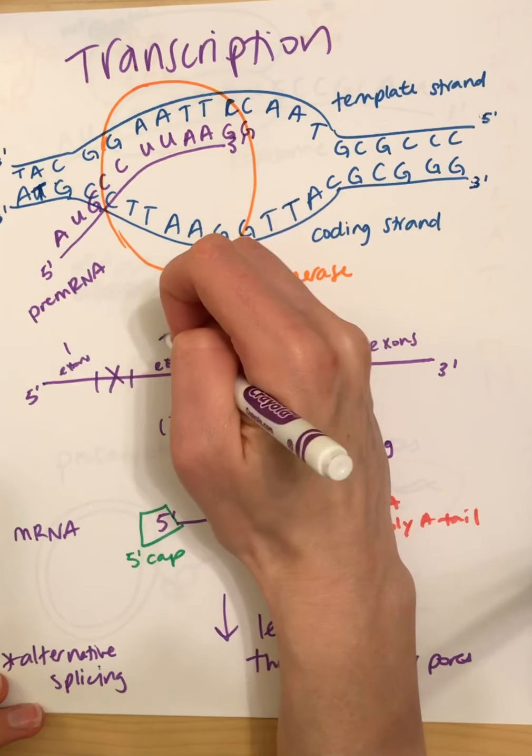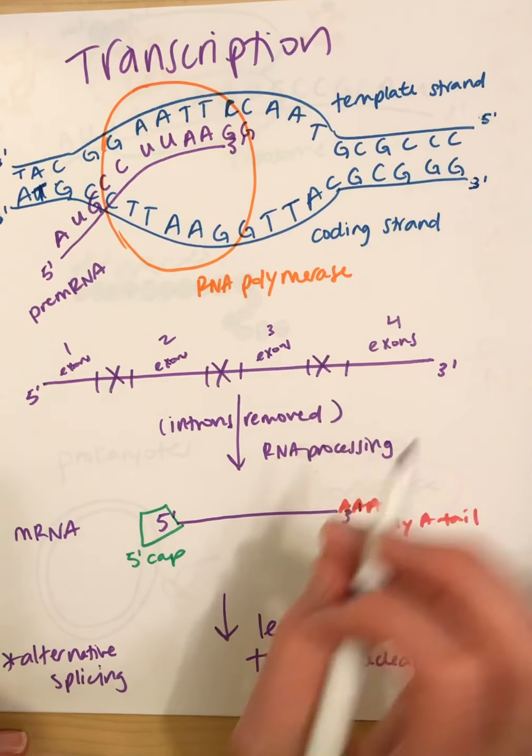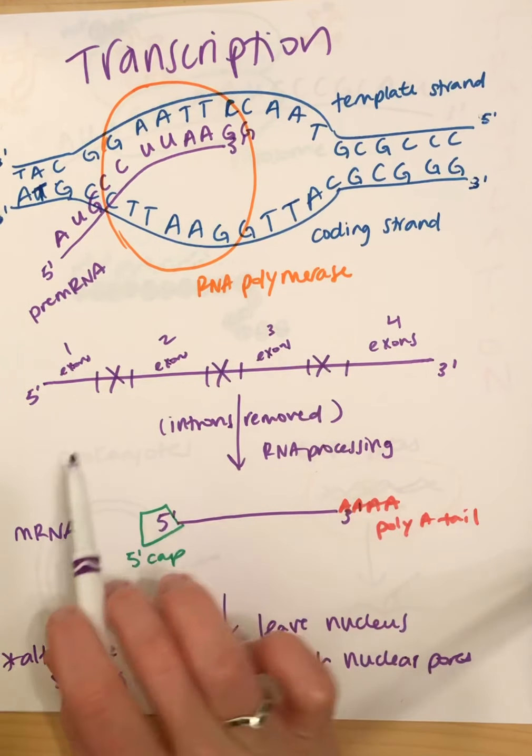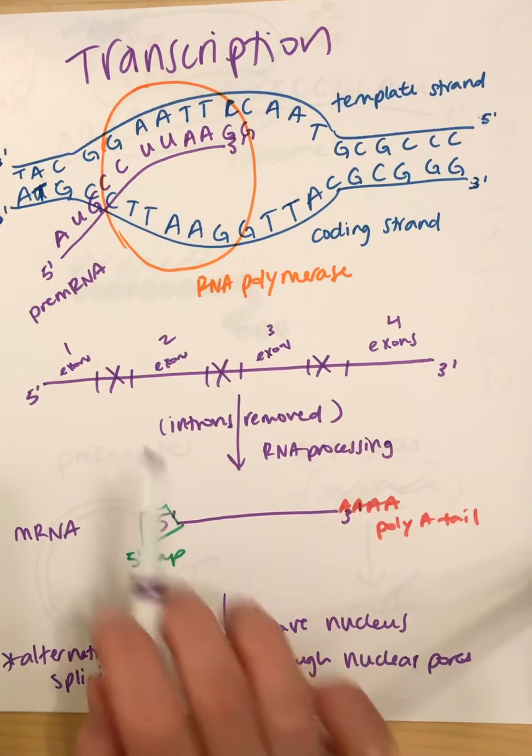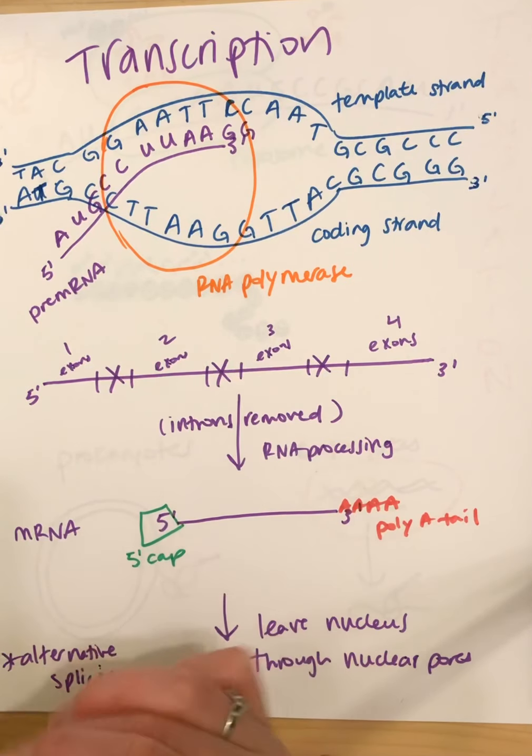So say this is exon 1, 2, 3, and 4. They could be arranged in that order, or it could be 1, 3, 4, 2, or 1, 2, 4, 3. And depending on that order, that's going to result in a different amino acid sequence and so a different protein. So that's how we have fewer genes than the number of proteins that we're able to make.